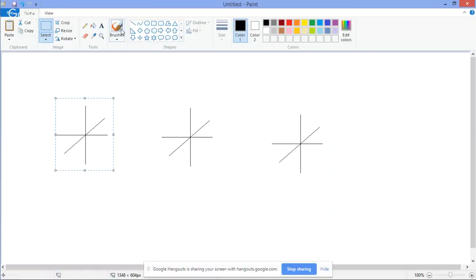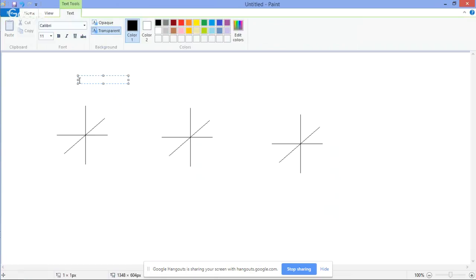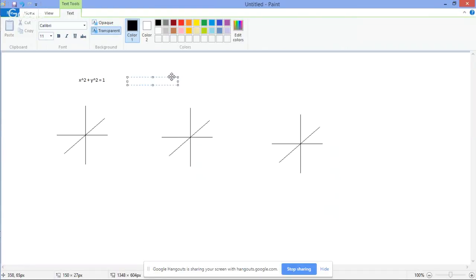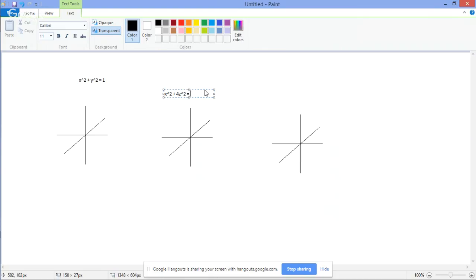Okay. All right, so for right here, this is going to be x squared plus y squared equals 1. If I can move it, I guess that'll work. And this one's going to be x squared plus 4z. It's just z, isn't it? Or is it z squared? It's 4z squared. Okay, that's what I thought. And that's going to equal 1.